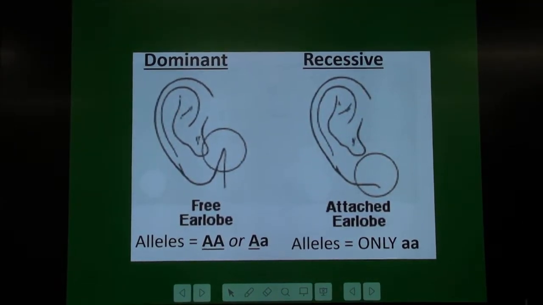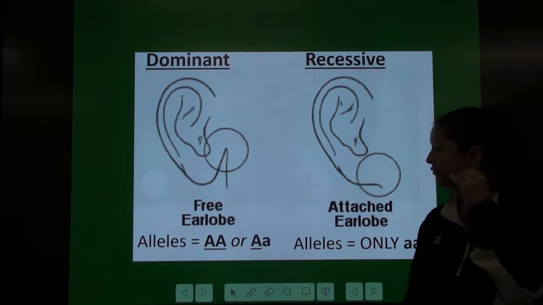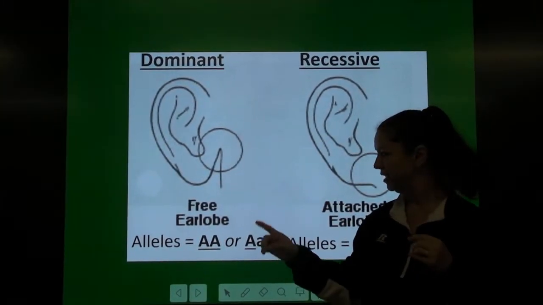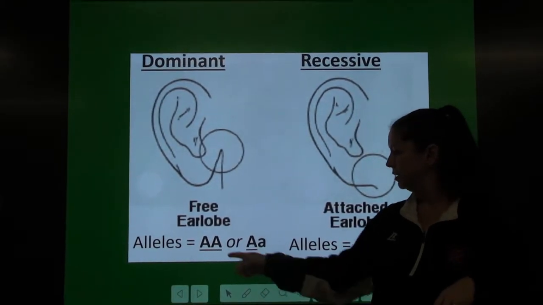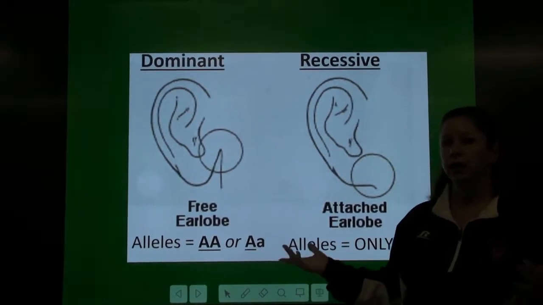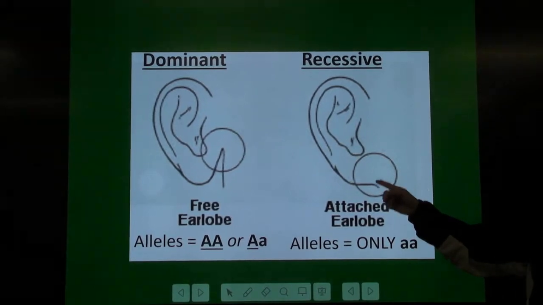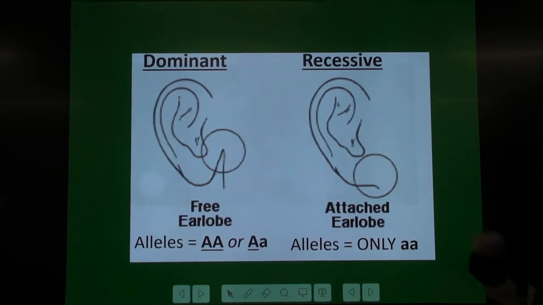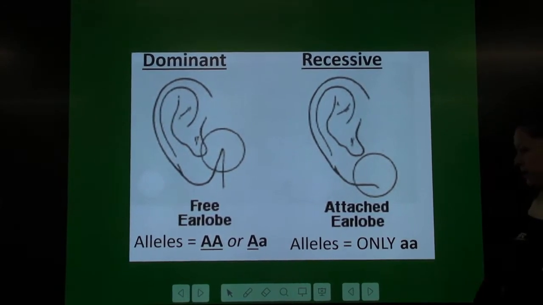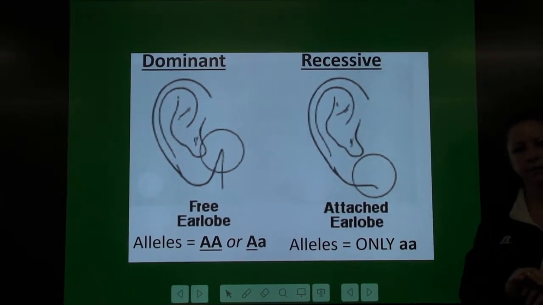Right? And this is an example, like I said, ears, about dominant and recessive. A free earlobe where it actually dips down and then goes back up before it attaches, that's a dominant trait. So big A will give you a free earlobe, and so will big A, little a. Right? But if your ear comes down and attaches without going back up first, that's recessive. And the only way to have that trait is to have two recessive alleles. Little a, little a. All right?